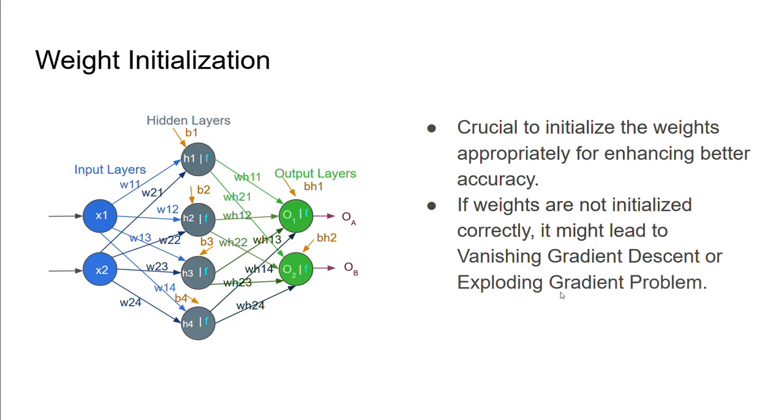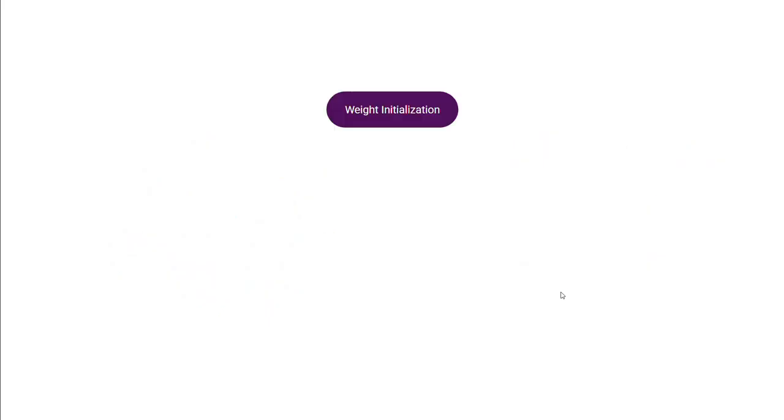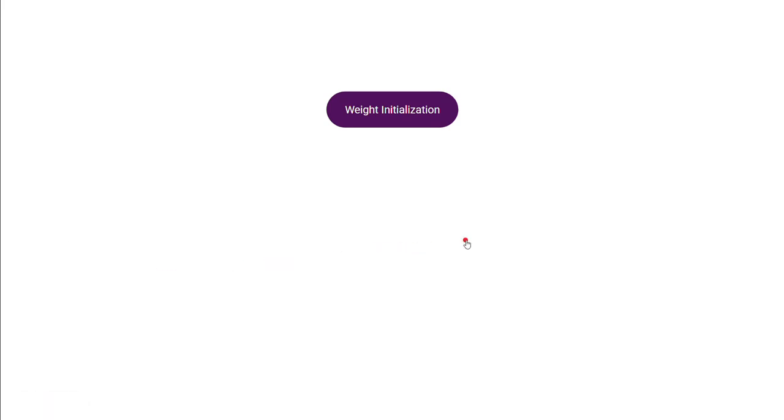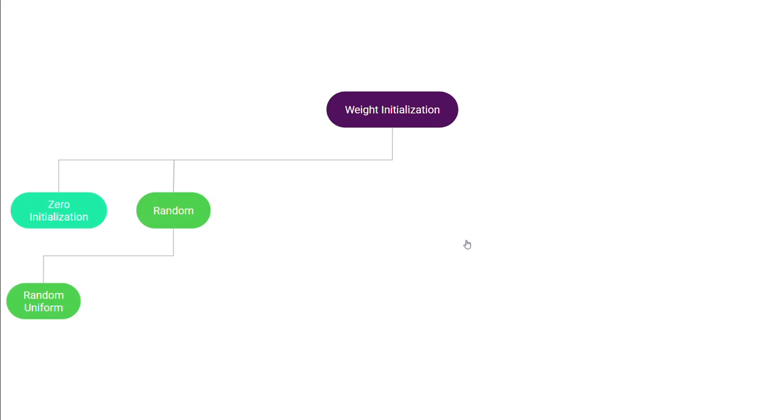Let's see what types we have in weights initialization. First we have zero initialization or constant initialization. Then the next is random initialization, where it will initialize random numbers. There are two different kinds in this. For uniform distribution, there's one formula. For random normal distribution, there's another formula.